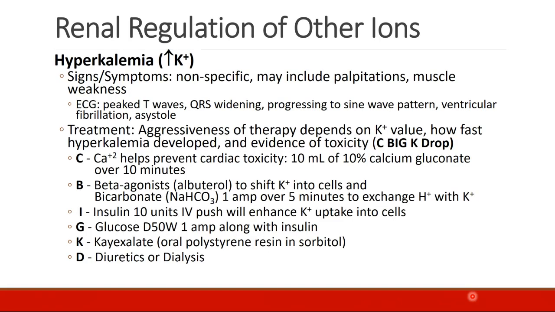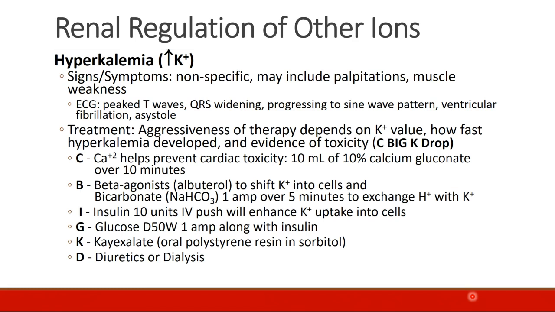Patients with hyperkalemia may have very nonspecific signs or symptoms, including palpitations or muscle weakness. But on the ECG, we typically see peaked T waves, that is not necessarily tall T waves, but T waves with a sharp point on them. As the hyperkalemia worsens, we see widening of the QRS complex, progressing to a sine wave pattern, and eventually ventricular fibrillation and asystole.